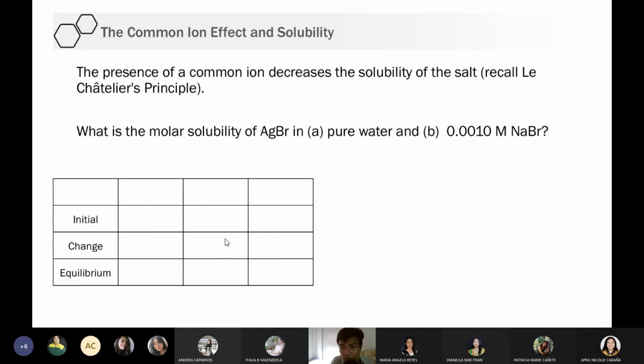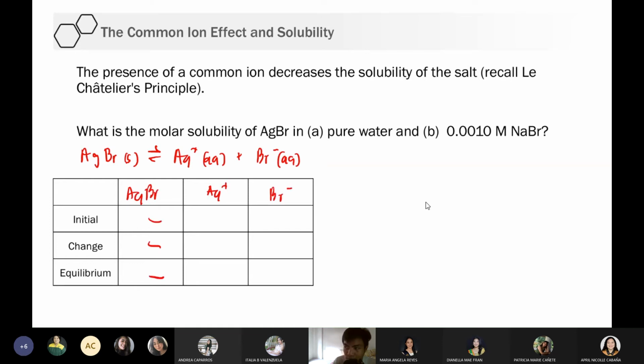So yung theory, alam nyo na siguro yan. Pero yung calculation, let's show na bababa talaga yung molar solubility niya in the presence of common ions. So let's have this. What is the molar solubility of AgBr in pure water and in 0.001 molar sodium bromide? So first things first, you write the solubility expression. So yun yung unang gagawin nyo parate. And then you write it in the ice table.